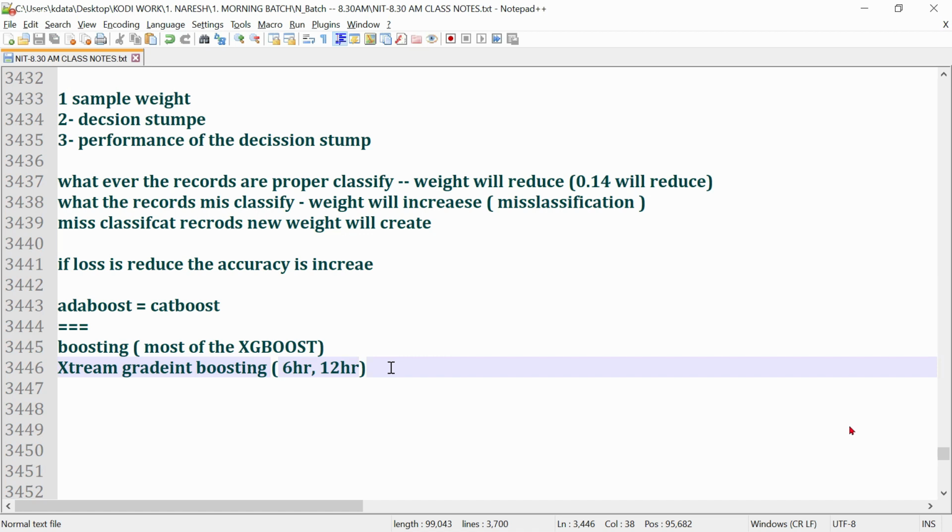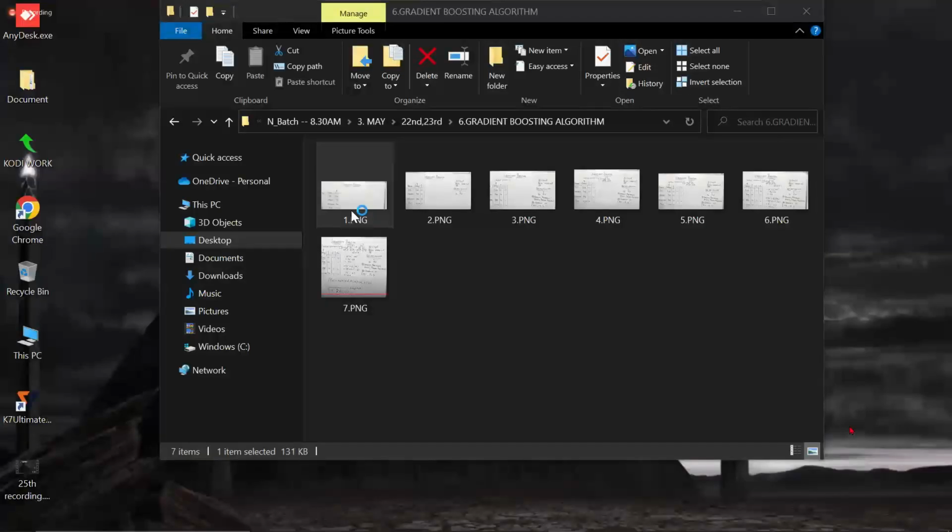So have a look, a little bit of introduction to XGBoost, and then we go into the practical part. Okay.